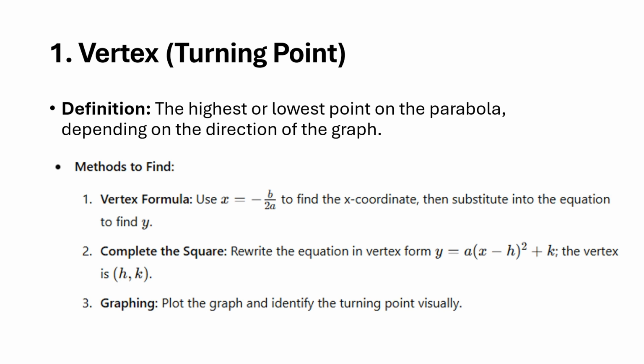Or you can use completing the square to rewrite the equation in vertex form, where y equals a bracket x minus h all squared plus k, and the vertex is (h, k). Or you can plot the graph and identify the turning point visually.